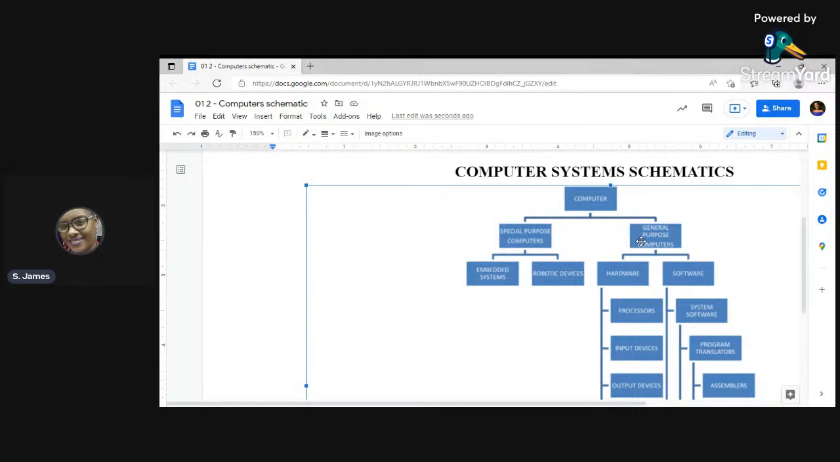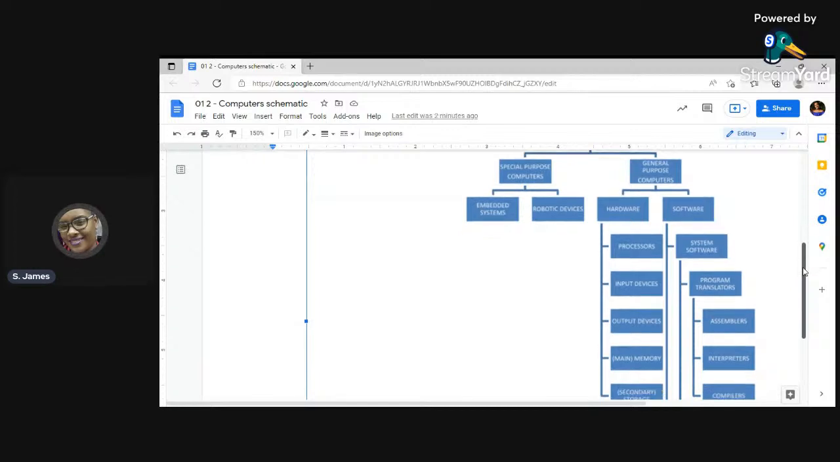So general purpose means that you will take these systems and do what you want to do with them. I will use mine to create videos. Somebody else will use theirs to create websites. Somebody else will use theirs to teach. But the special purpose is used to carry out a specific task. Types of special purpose computers would be embedded systems and robotic devices. Embedded systems would fall into the category of your remote, microwave, washing machine, devices that are used to carry out one specific task.